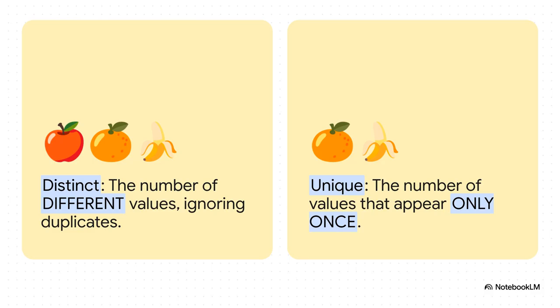Okay, this is super important. You have to understand the difference between distinct and unique. Distinct is the number of different kinds of values. So if your list is apple, apple, orange, banana, you have 3 distinct values. But unique only counts the things that show up just one time. So in that same list, only orange and banana are unique. Getting this difference is absolutely key to spotting weird patterns in your data.